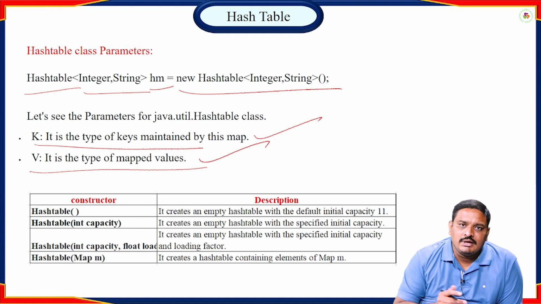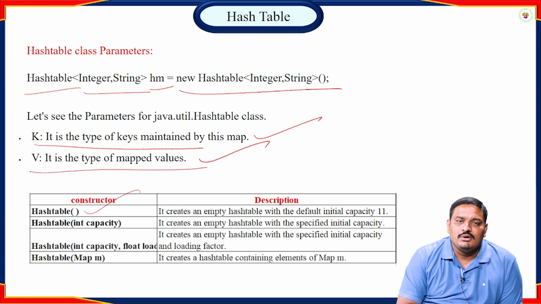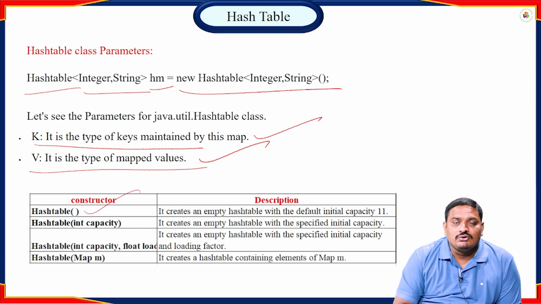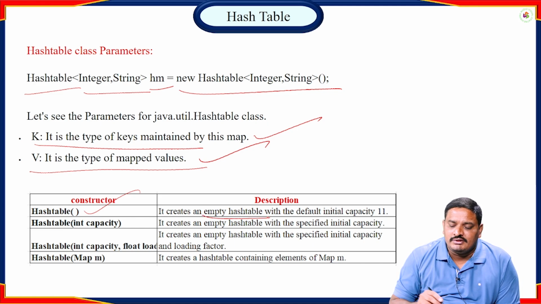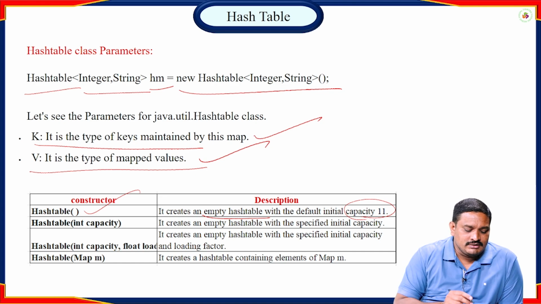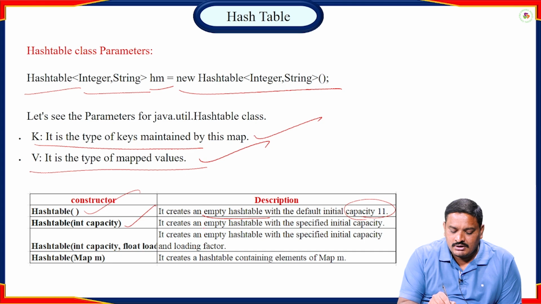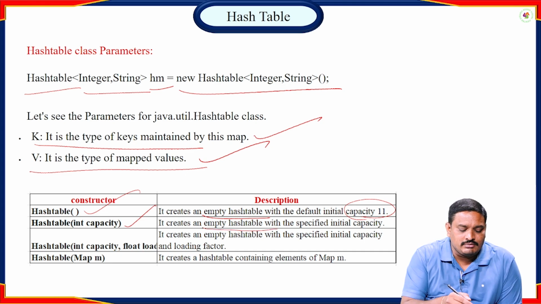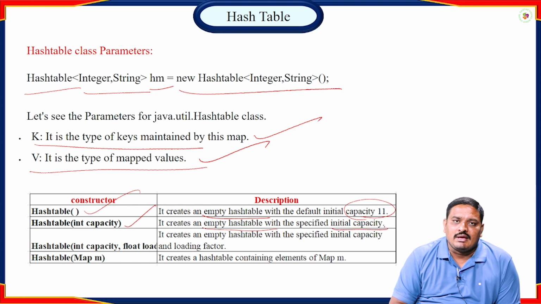Now, the hash table has different constructors. The first constructor is Hashtable with zero parameters. What does zero parameters mean? We are creating an empty hash table with the default capacity of 11. The second one is Hashtable with int capacity. It creates an empty hash table with the initial capacity.